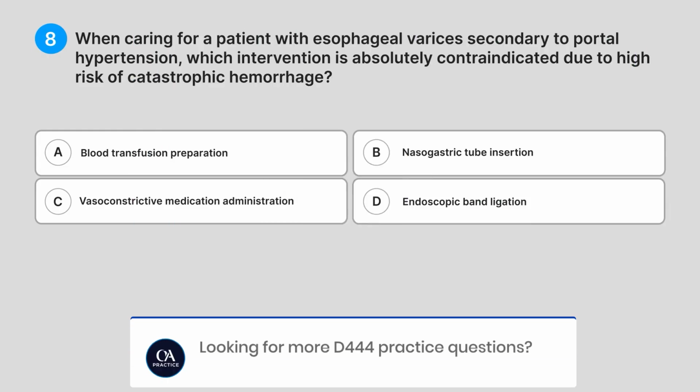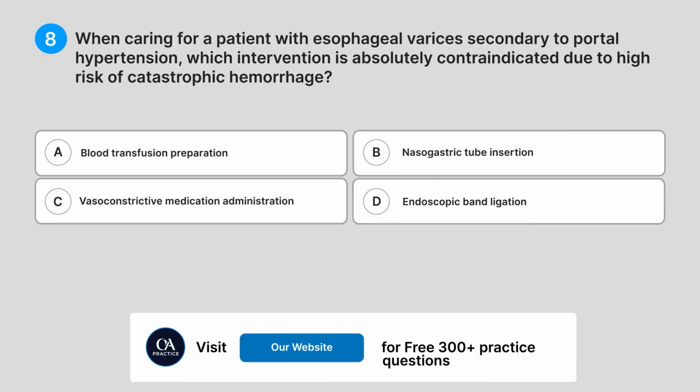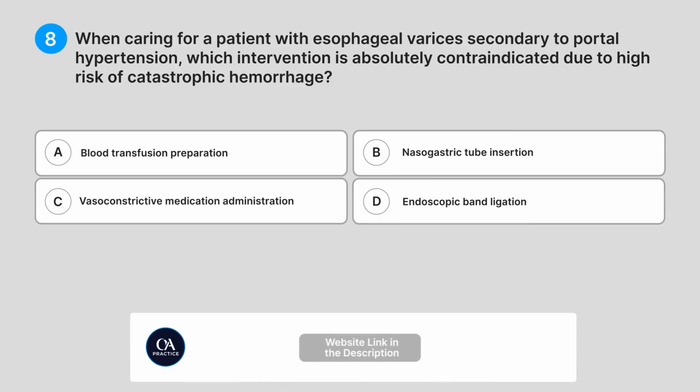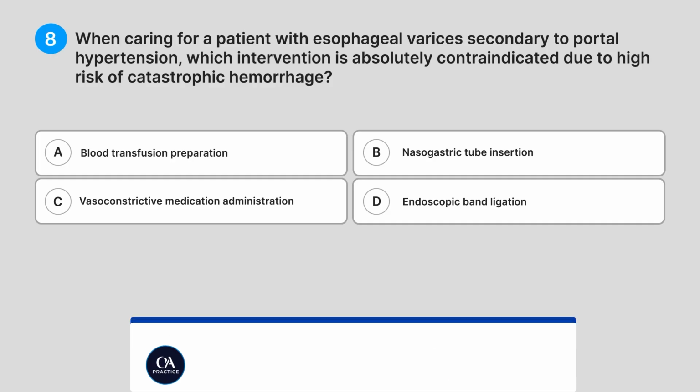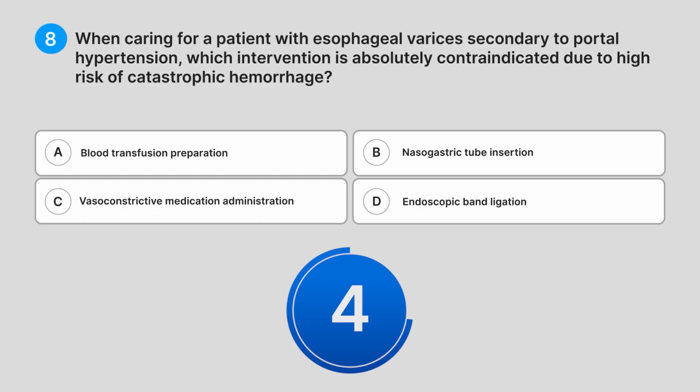8. When caring for a patient with esophageal varices, secondary to portal hypertension, which intervention is absolutely contraindicated due to high risk of catastrophic hemorrhage? A. Blood transfusion preparation. B. Nasogastric tube insertion. C. Vasoconstrictive medication administration. D. Endoscopic band ligation. Do you know the answer?